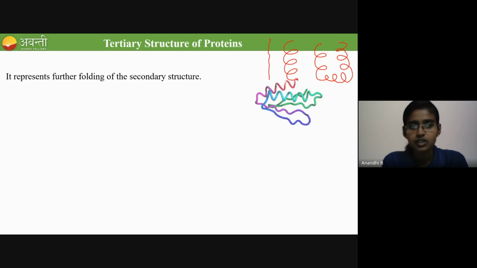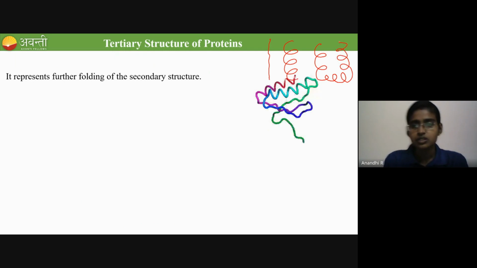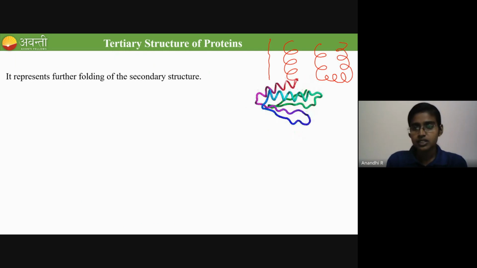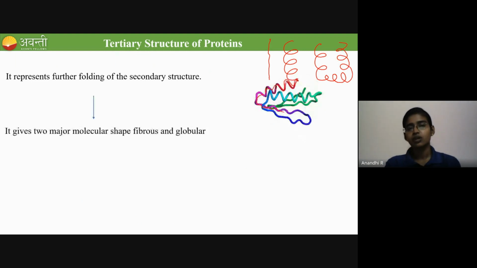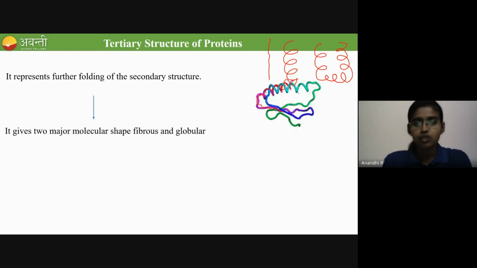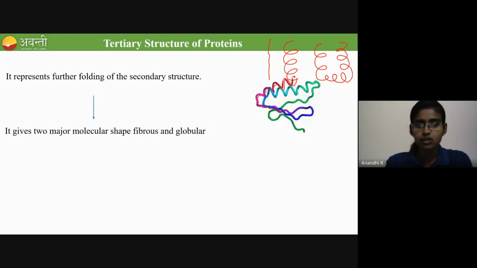Okay, so you can see, this is the folding. This is the alpha helix, and if you still further fold that, you will get the tertiary structure. Got it? So this only gives two major molecular shapes, which we were discussing in the previous slides: fibrous and globular proteins.